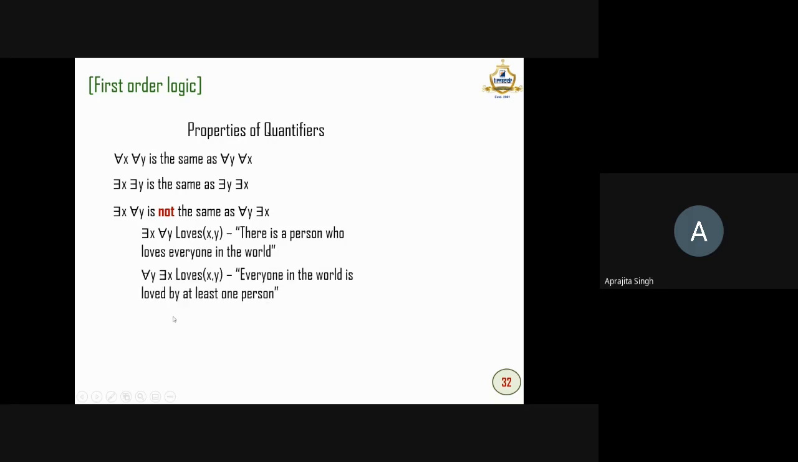And if you bring the universal quantifier before, what happens? Everyone in the world is loved by at least one person. This is how you can see the difference in the statements. There is a person who loves everyone in the world. Everyone in the world is loved by at least one person. So you cannot just change the order.